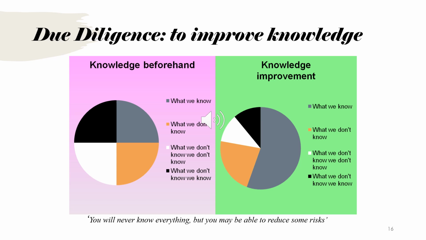And essentially through due diligence, we're trying to shift those proportions to the ones on the right-hand side, where actually here we end up knowing maybe a good 3/4, possibly even 80%. We know what we have to do. But let's remember, there's always going to be stuff that you don't know, that you just never will find. So as it says at the bottom, you will never know everything, but you may be able to reduce some of the risks. And that's really all you can expect from due diligence. It cannot be perfect. They don't have unlimited time and resources and unlimited access to find out everything.